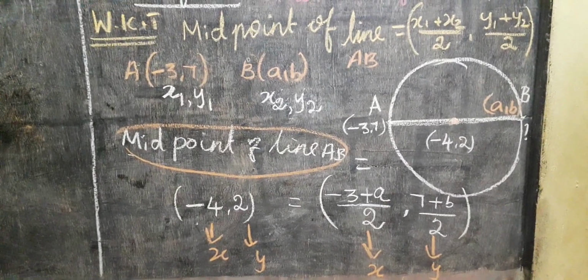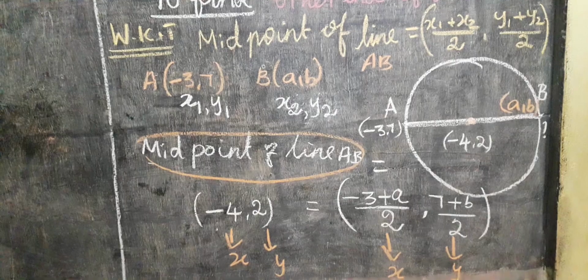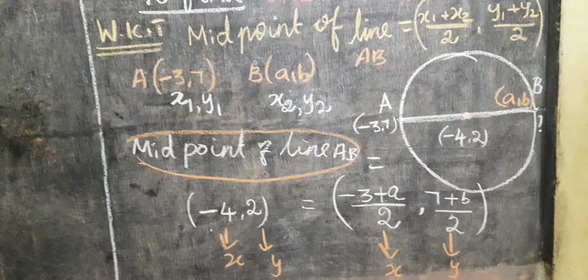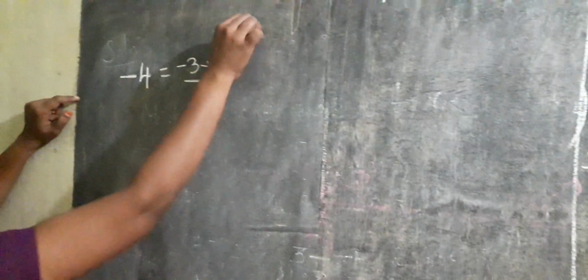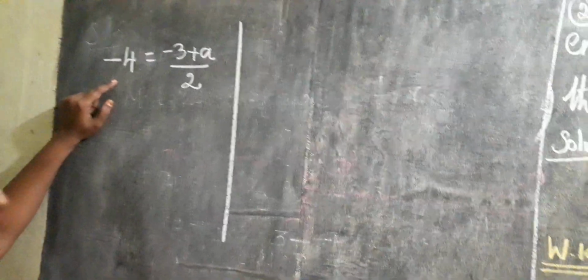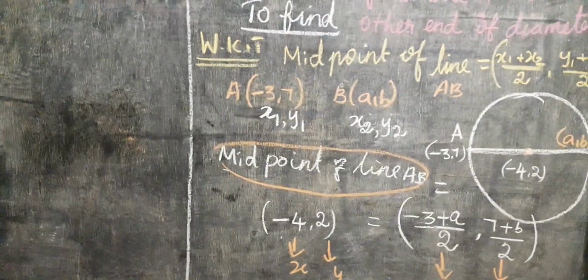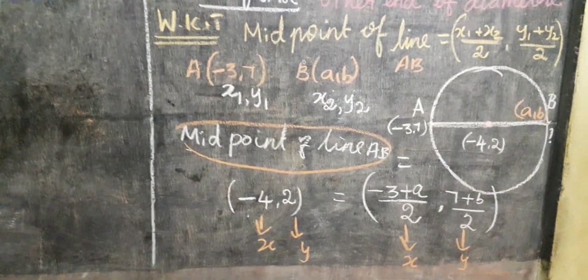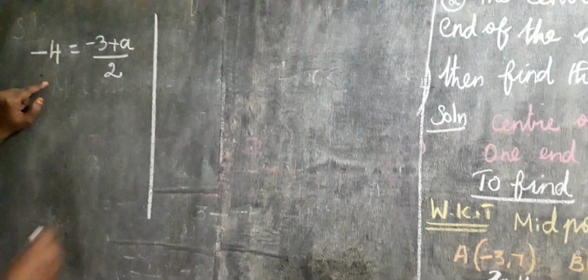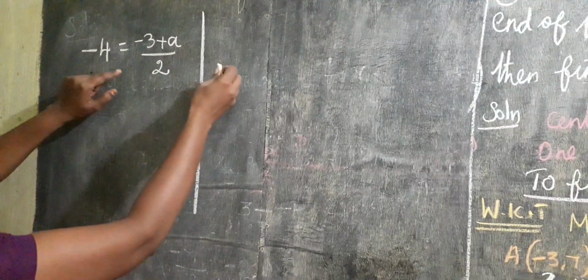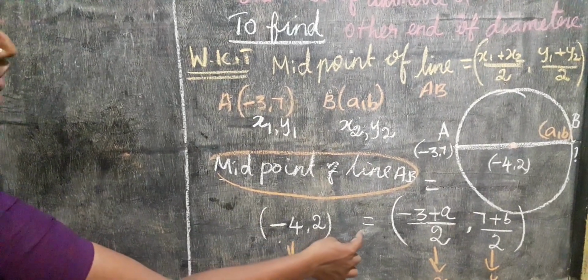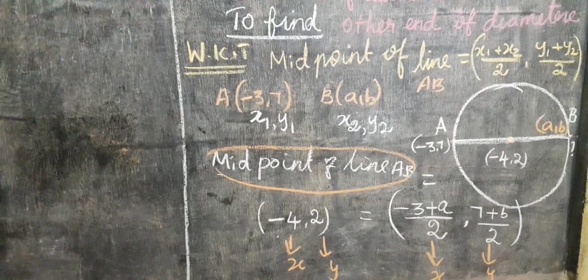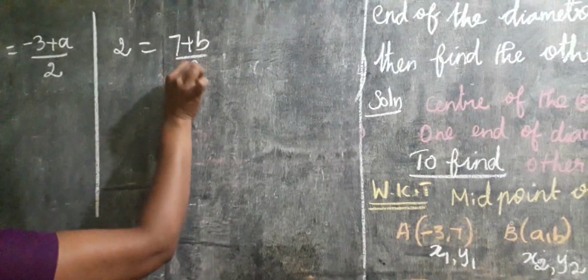Minus 4 on the left hand side. Is this equal to (-3 + a)/2? Compare the values. Compare the coordinates, x coordinate to x coordinate, y coordinate to y coordinate. Okay, and then the y value 2 is equal to the y coordinate (7 + b)/2.